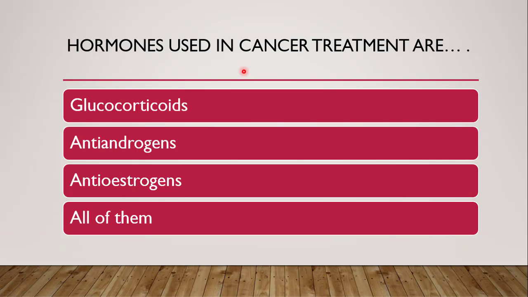Next question is, hormones used in cancer treatment are dash. Which of these hormones? According to the classification, there are various hormones which are used in the treatment of cancer. According to the classification of hormones, there are glucocorticoids, in which prednisolone is there. Then anti-estrogens and anti-androgens are there. Anti-androgens are like bicalutamide and flutamide. Then anti-estrogens like tamoxifen, raloxifene, etc. So all these hormones are used in cancer treatment. So the correct answer is all of them.